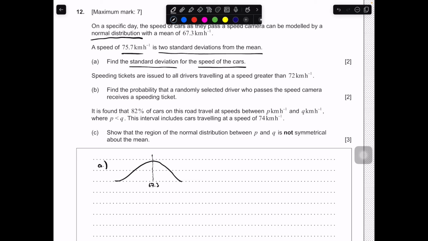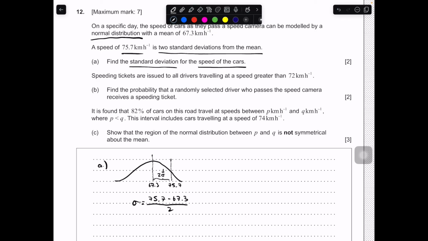And they're telling us a speed of 75.7 is 2 standard deviations from the mean. This is the standard deviation symbol. 2 standard deviations from the mean. What is 1 standard deviation? So 75.7 minus 67.3, divided by 2. This should give us 1 standard deviation.